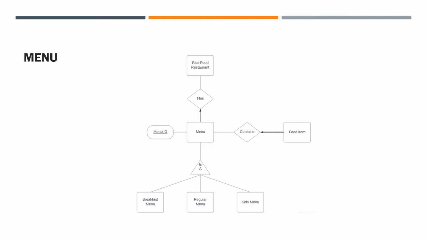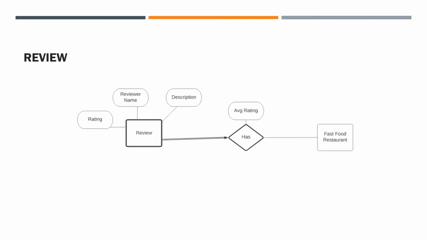There is also a relationship between the menus and the restaurant. This relationship is to identify which menu types are available at each restaurant. The other relationship is between the food items and the menu. Each food item will be linked to a specific menu available.